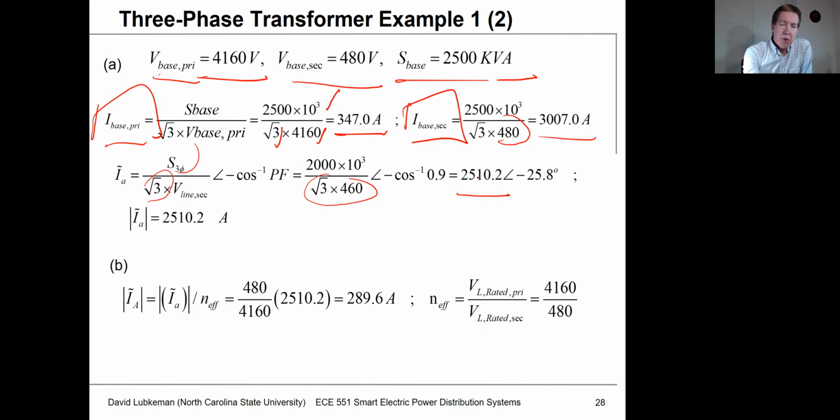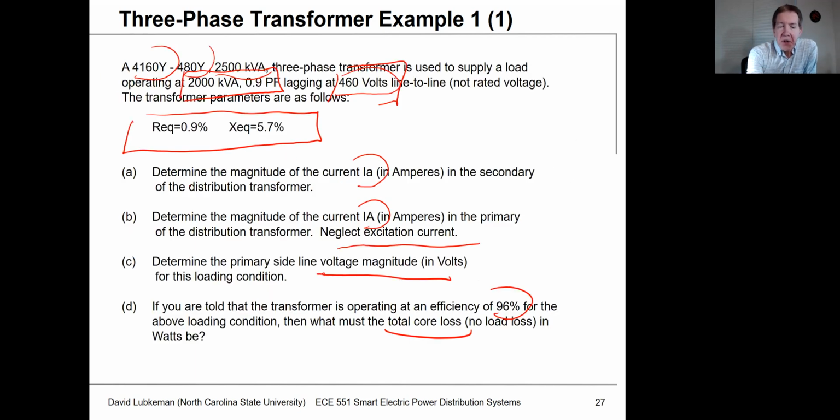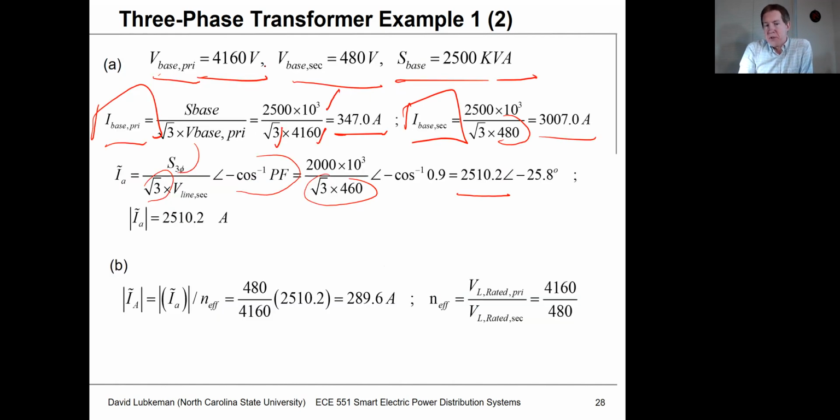For the angle, what I'm going to do is take minus the arc cosine of the power factor. Now in this problem statement, note that I said this was lagging. And so this means that the current has to lag the voltage, and that's where the minus sign comes from. If I take the arc cosine of the power factor, this gives me minus 25.8 degrees. This is with respect to the reference voltage for phase A to neutral being 0 degrees, obviously. So the magnitude of the current I have on the secondary side is 2510 amps.